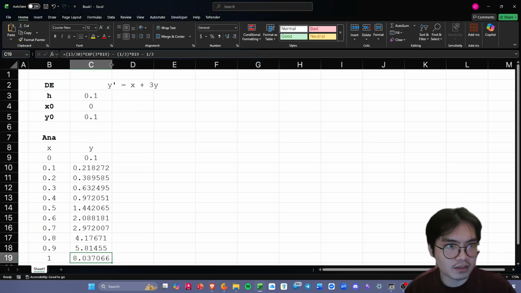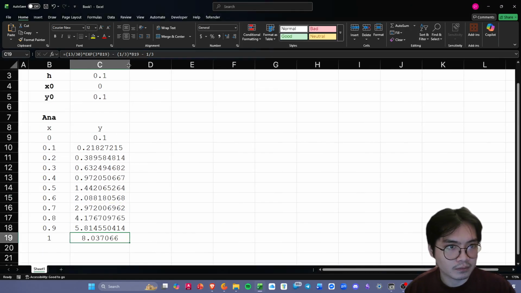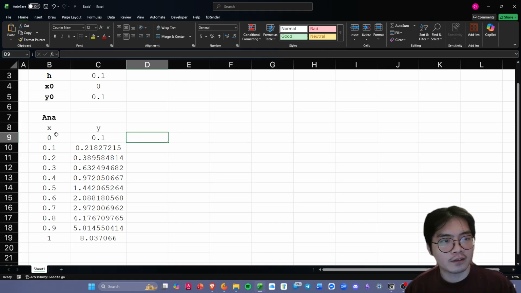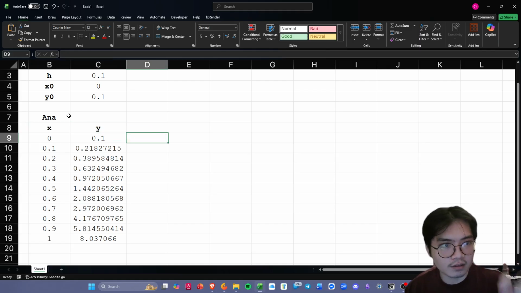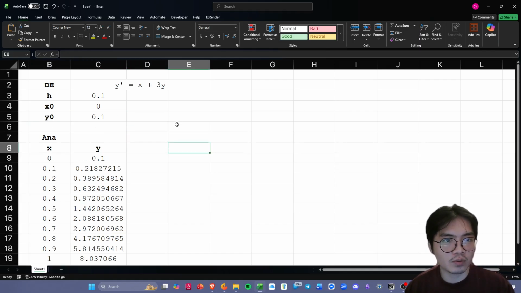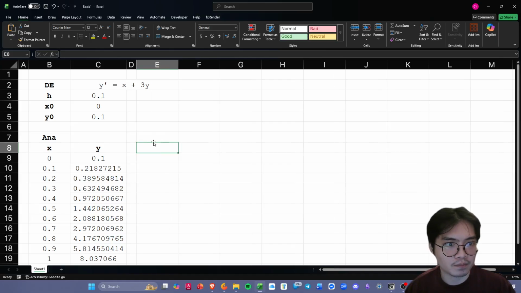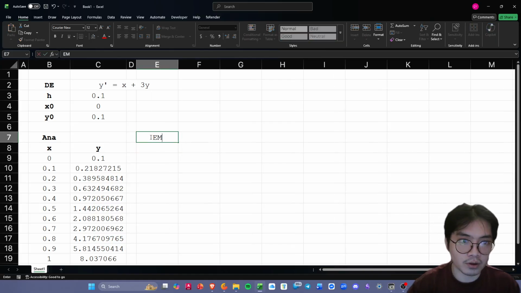Let's actually make this a little bigger. Okay, it stops there. So that is our real value. And so what we will do now is start with our Euler's method.